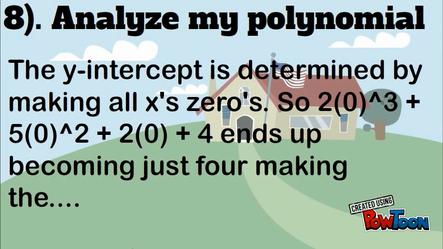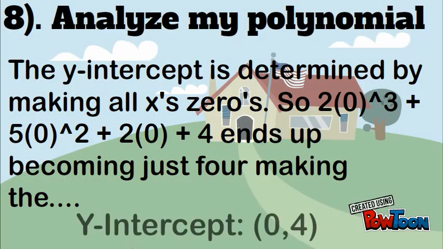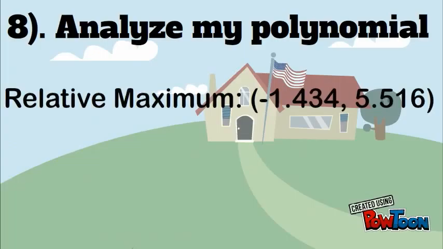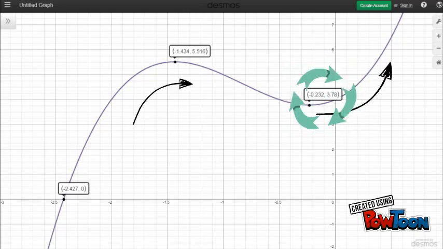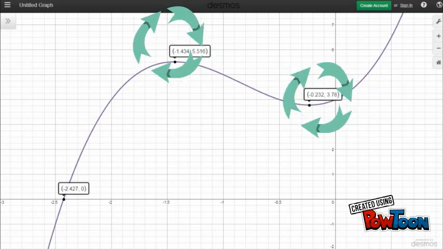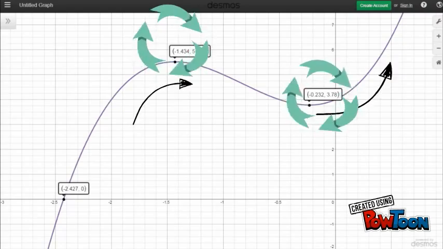Now comes the y-intercept. The y-intercept is determined by making all the x's 0. So after we plug in a 0 everywhere there's an x, we end up with just a 4. So the y-intercept becomes the relative maximum is the coordinate that follows, and the relative minimum is the next coordinate. Now, this will be explained in the next image. The relative maximum is just the highest point besides positive infinity, and the relative minimum is the lowest point besides negative infinity.